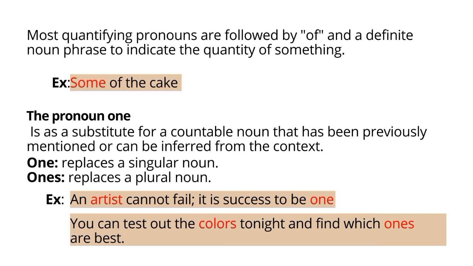For example, "one" replaces a singular noun or "ones" replaces a plural noun. Let's take a look at an example. "An artist cannot fail if it is a success to be one." Or the other one: "You can test out the colors tonight and find which ones are the best." We can see in red the nouns that are being replaced by "one" or "ones."